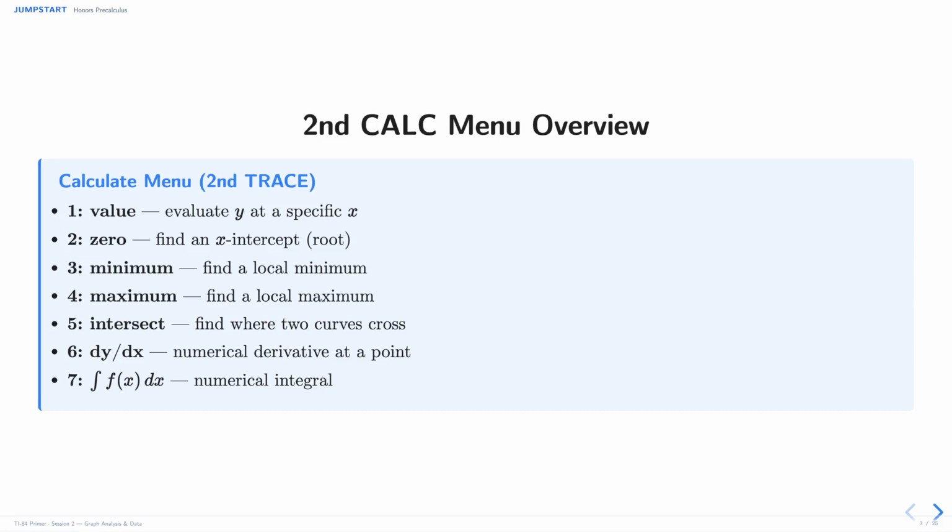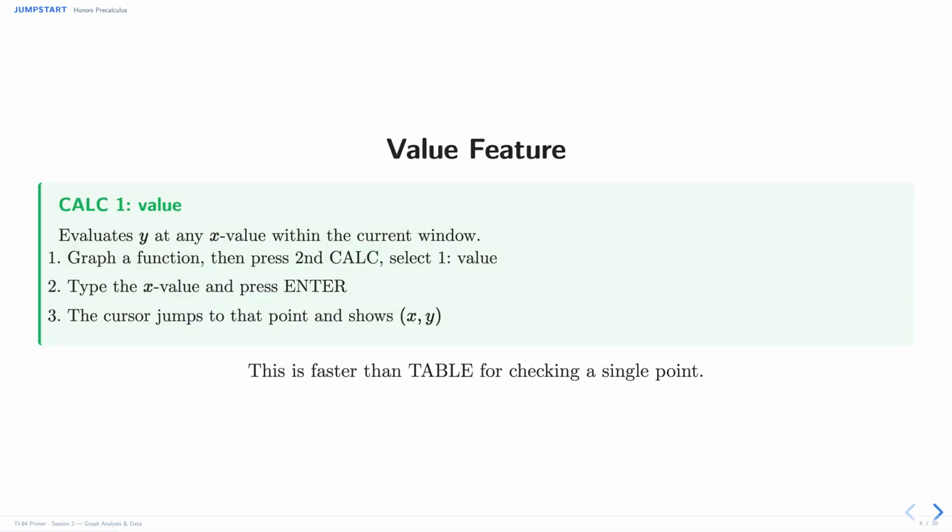Let's start with an overview of the second CALC menu. This menu includes options for evaluating values, finding zeros or x-intercepts, locating local minima and maxima, and determining where two curves intersect. Today, we will focus on the first 5 options, while the remaining options are calculus tools you will use later. The value feature allows you to evaluate the function at a specific x value within the current window.